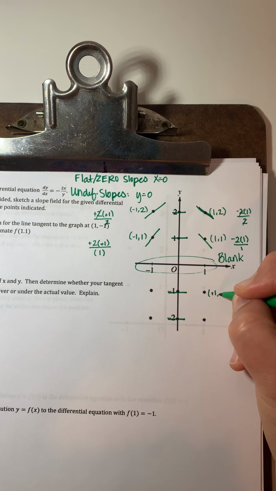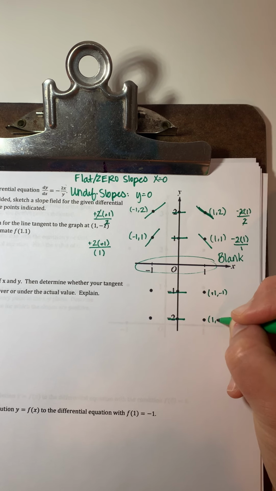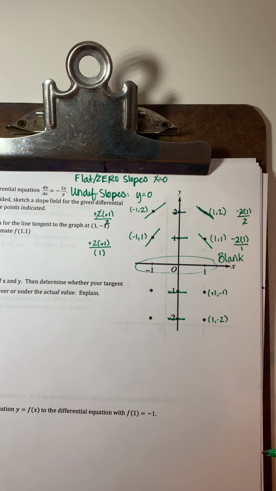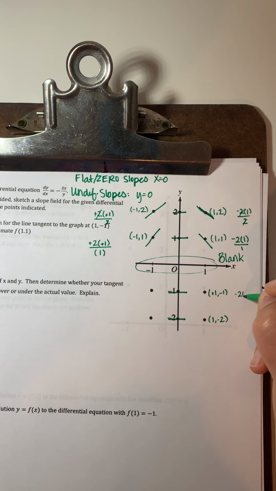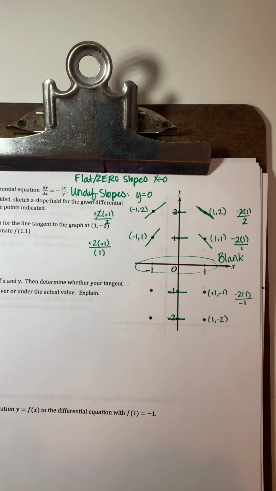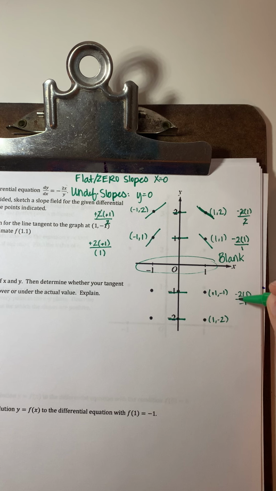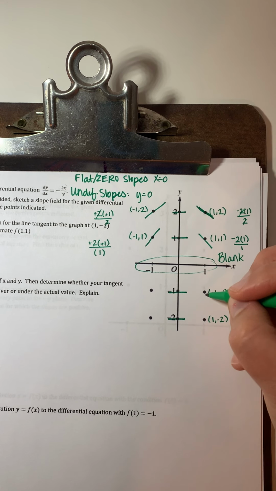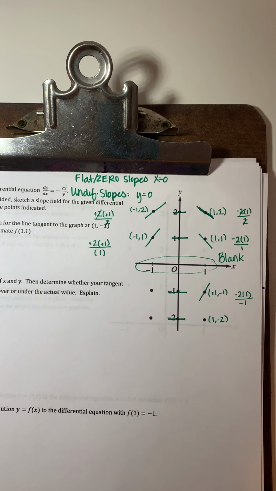This is positive 1, negative 1, and positive 1, negative 2. So let's find the slope. So I have negative 2 times x, which is a 1, divided by y, which is a negative 1. Okay, my negatives cancel out. I end up with a slope of positive 2, so that should be kind of uphill.